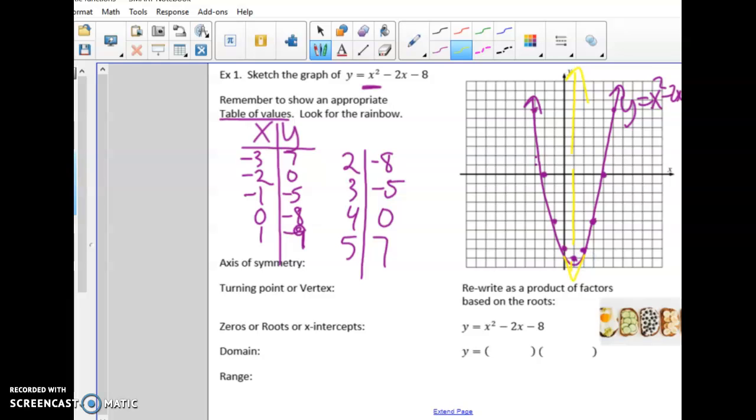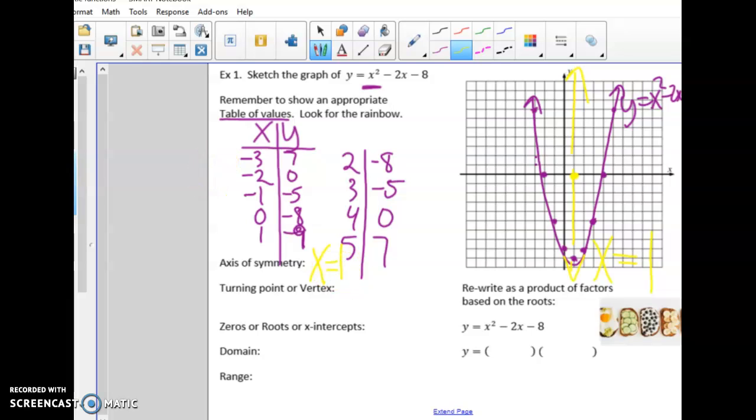Now that line is vertical. Remember what vertical lines start with? They start with x. So this is going to be an x equals line. Now, what is the x value for this line? Well, it's right here at 1, right? So this is simply x equals 1. That is your axis of symmetry.